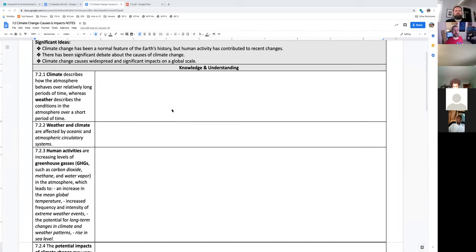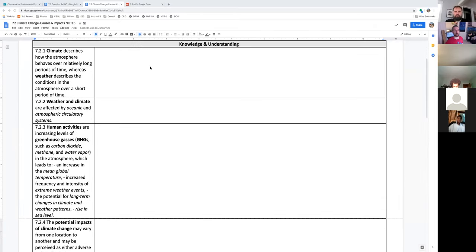Now we talked about the difference between climate and weather. Can someone really briefly remind us of what this difference between climate and weather is? Climate is long-term, while weather is more short-term. Awesome. Climate is long-term, weather is short-term.